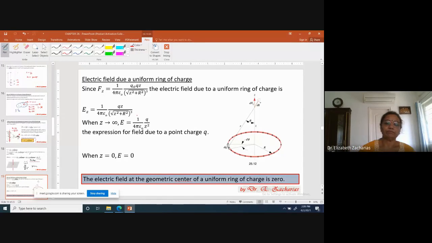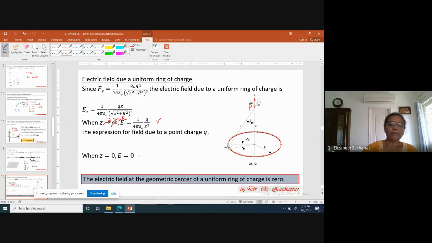Next, what happens if z becomes much greater than r? When z becomes much, much greater than r, you can show that this point P will not be able to see this ring. It will see it as a point charge. Therefore, the electric field equation is 1 by 4 pi epsilon naught, Q by z squared.